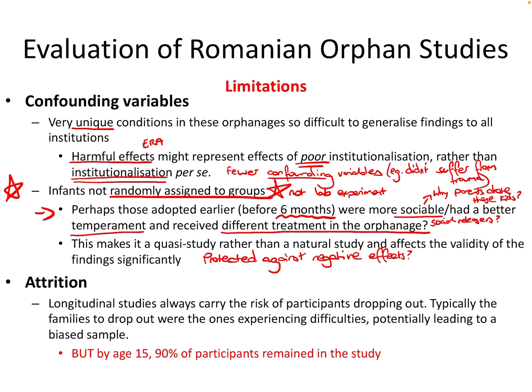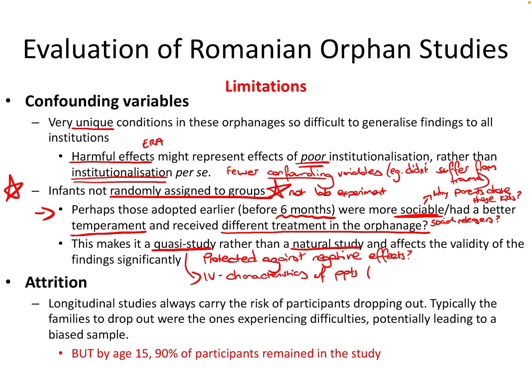And in this case then, it's actually not about institutionalisation at all. What it seems is that there are certain characteristics like temperament and sociability that determine the risks of institutionalisation. So this creates for us a confounding variable, and it means that now this becomes actually a quasi-study rather than a natural study. Remember, a quasi-study is a study where the IV is determined by the characteristics of our participants.